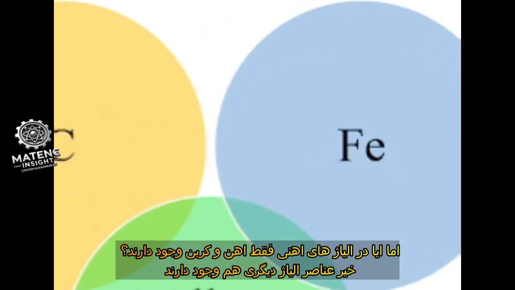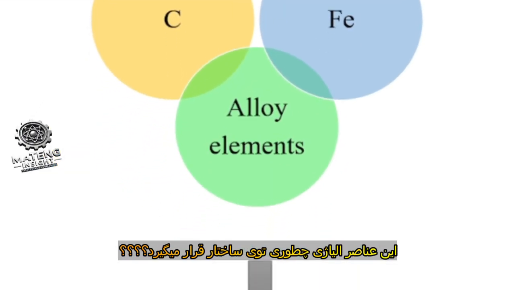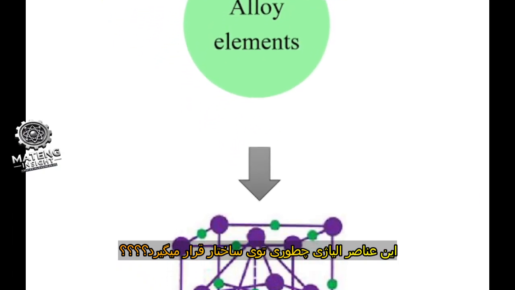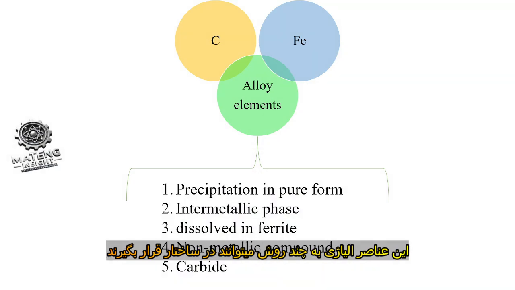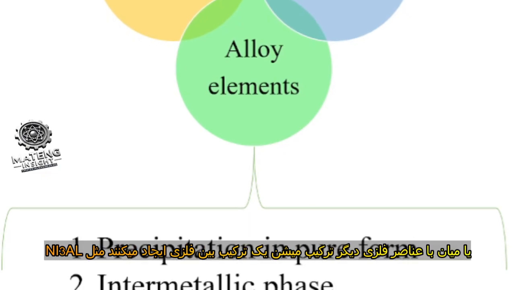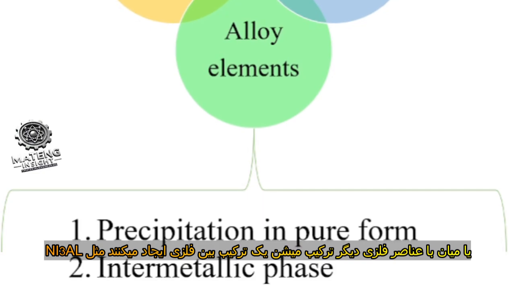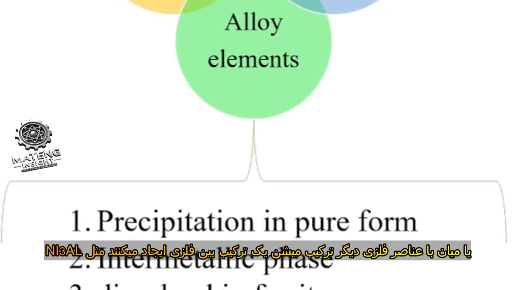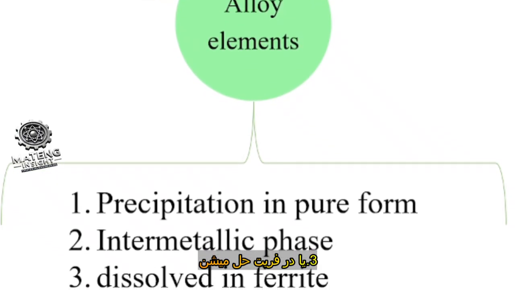Is there only iron and carbon in a steel? No, there are other alloy elements. How are these alloy elements placed in the structure? Alloy elements are placed in the microstructure in several ways. Elements like lead or copper precipitate in pure form or combine with other metallic elements to create an intermetallic compound such as Ni3Al, or they are dissolved in ferrite.